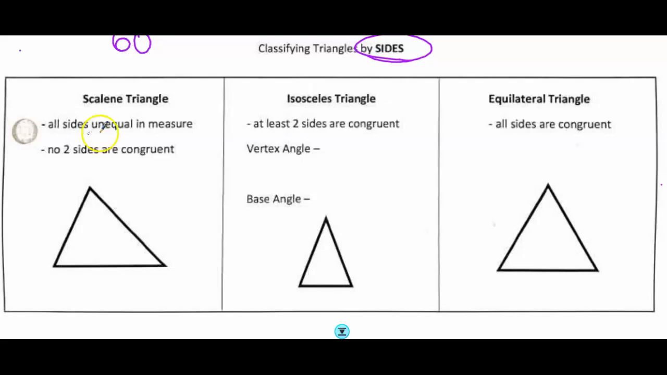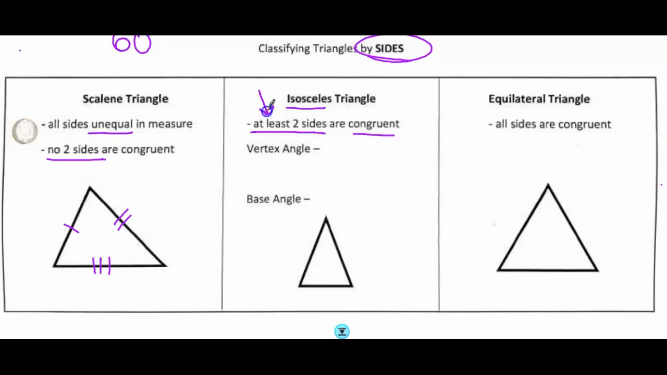All sides are unequal in measure. No two sides are congruent. So you might see markings, 1 mark, 2 marks, 3 marks, because they're all different. Isosceles triangle says at least 2 sides are congruent.